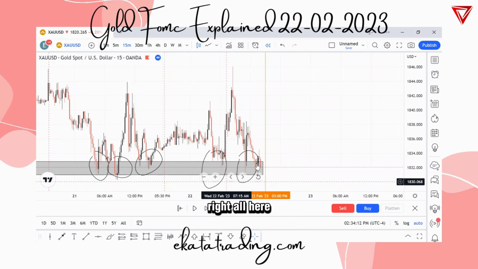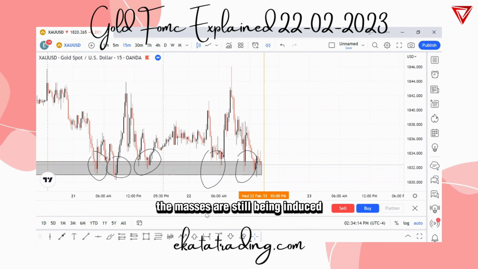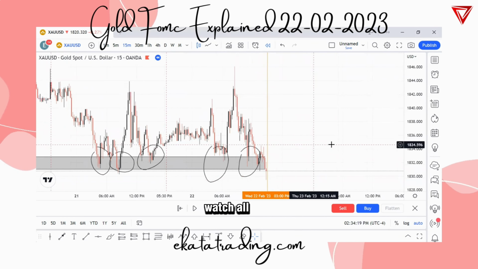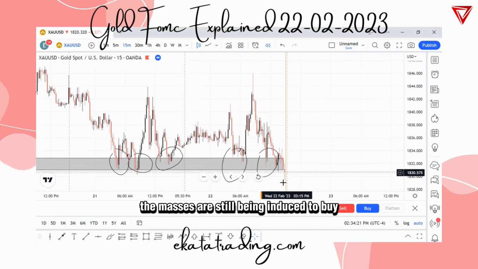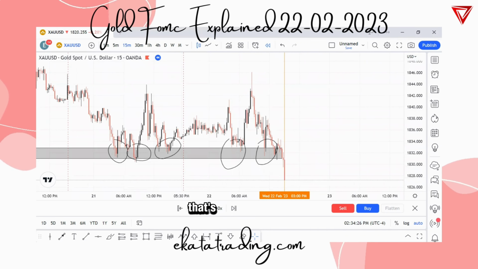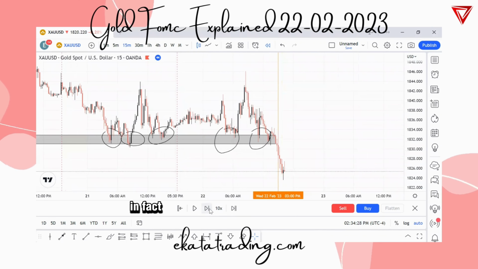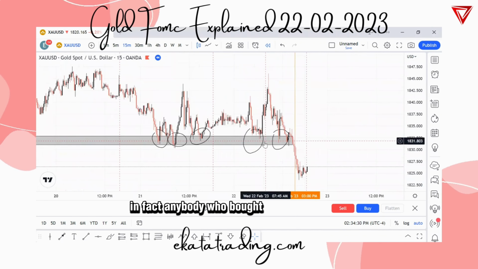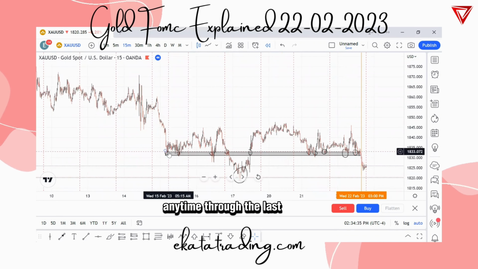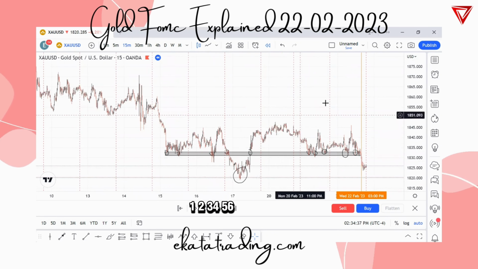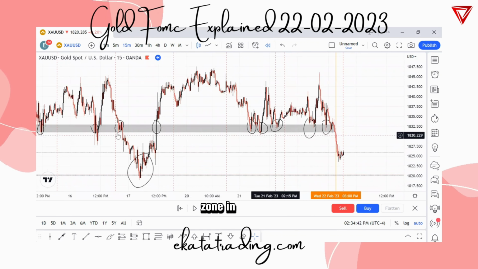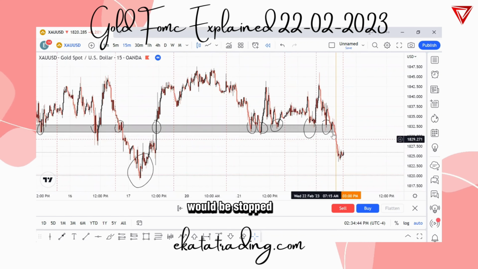Right, all here, retail traders, the masses are still being induced to buy, induced to buy, induced to buy, showing big wicks to the downside, and then that's the end of that. In fact, anybody who bought anywhere in here, anytime throughout the last 6 days, 1, 2, 3, 4, 5, 6, and had their stop losses below this zone in any way would be stopped out.